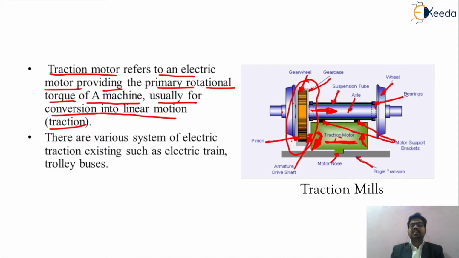I think everyone has got a clear idea why we are using traction motors, what the role of the traction motor is, and how this traction motor works, because this is the motor torque of your traction motor, and this is the load torque of your wheels.